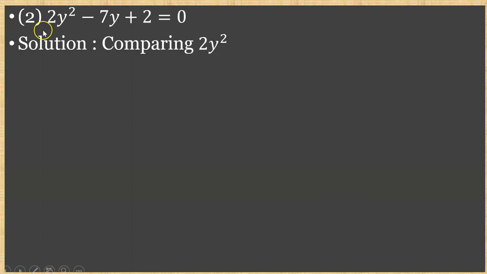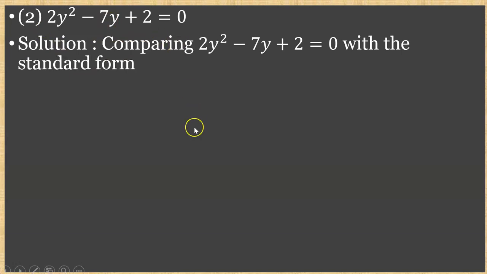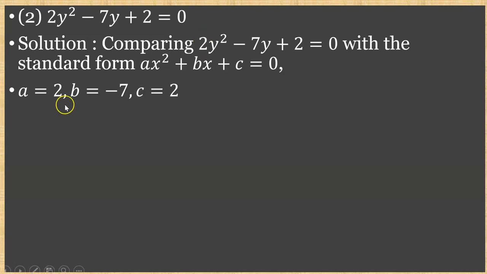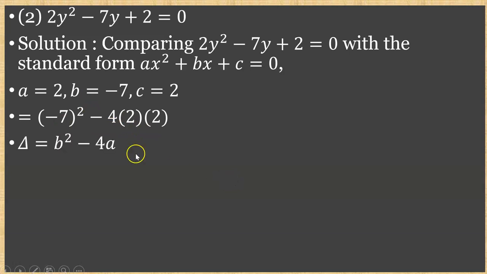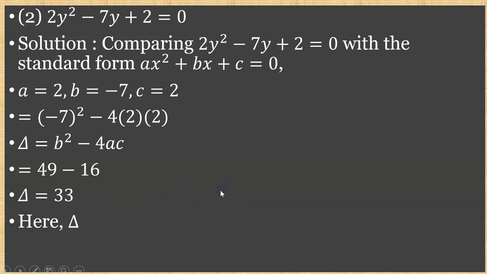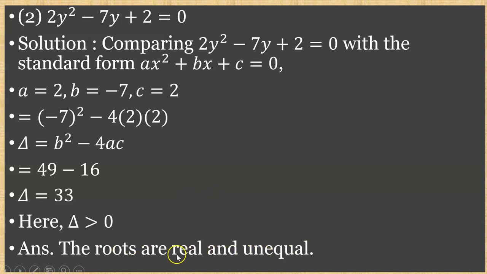Next example, 2i square minus 7y plus 2 is equal to 0. Again we will compare here. a is 2, b is minus 7, c is 2. b square minus 4ac: minus 7 square minus 4 into 2 into 2. 49 minus 16. What is the delta? Delta is 33. Delta is positive. Therefore, the roots are real and unequal.